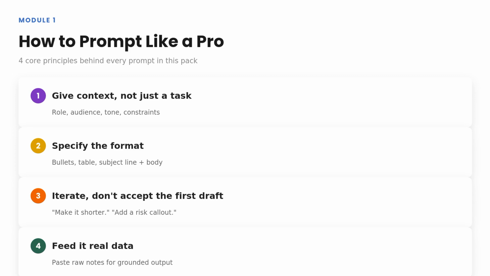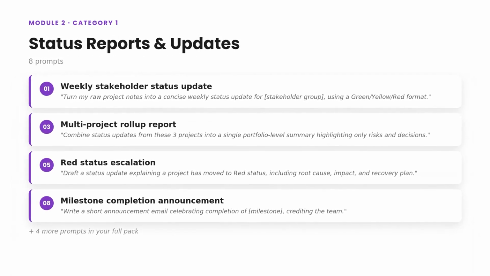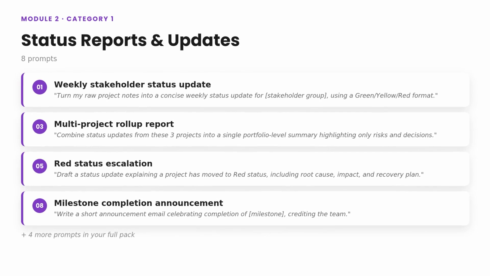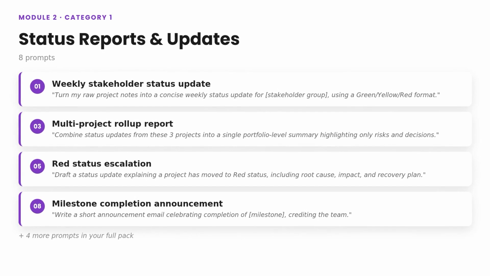Category 1. Status reports and updates. 8 prompts here, covering everything from a simple weekly update to a red status escalation to leadership. My favorite is the multi-project roll-up. If you're juggling more than one project, this turns 3 separate updates into one clean portfolio view in seconds.